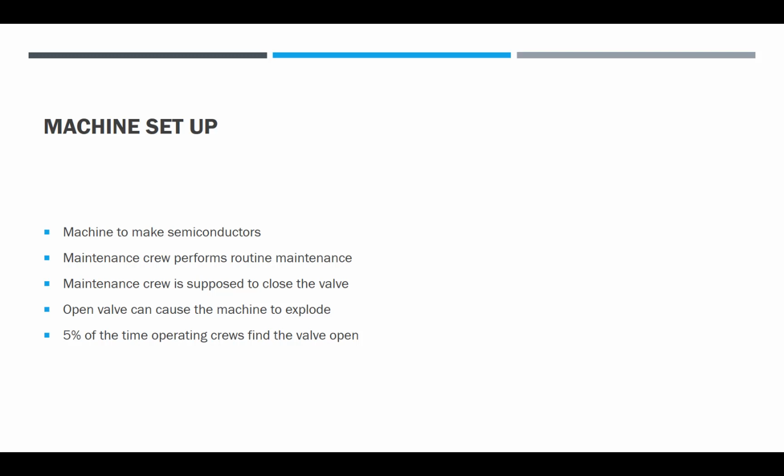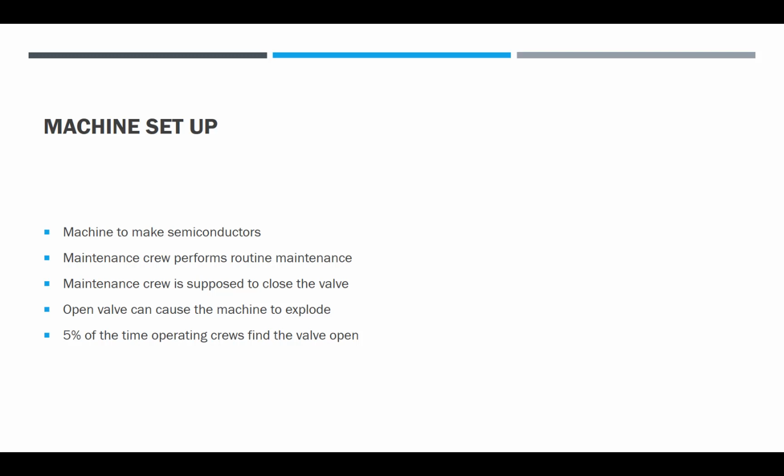So here's what we have. Let's suppose you work for a company that makes semiconductors. And at the end of each shift, you have a maintenance crew that performs a routine maintenance check and maintenance to keep the machine working, right? You want it to keep in top condition. So to do this, the maintenance crew comes in and they open a valve on the machine, and then once the routine maintenance has been completed, the maintenance crew is supposed to close the valve.